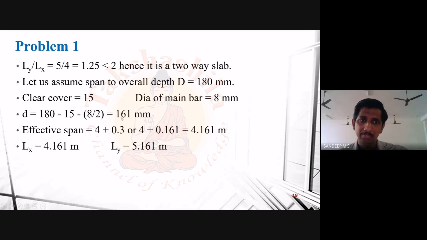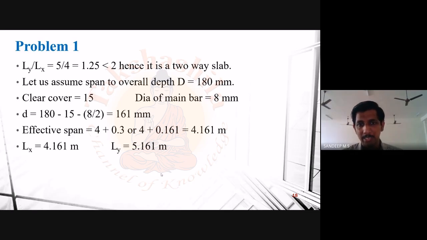Based on this effective depth, as per the clause given in the code, they are now calculating the effective span, and these things we have already seen. That is why I am just rushing through these portions. Based on the two conditions, we have to select the smaller value, and in this particular case it comes out as 4.161 meters. That will be your effective span in the Lx direction. Similarly, you can calculate the effective span in the y direction also.